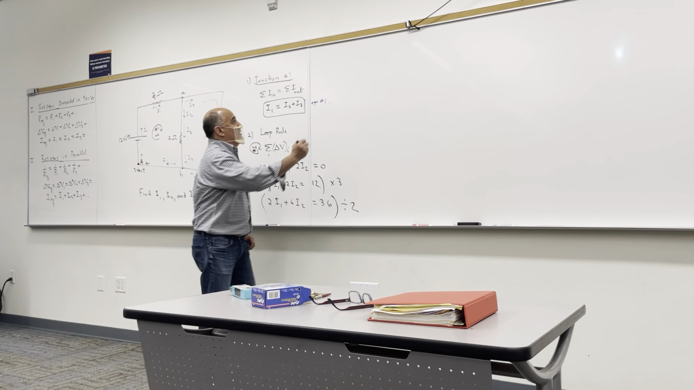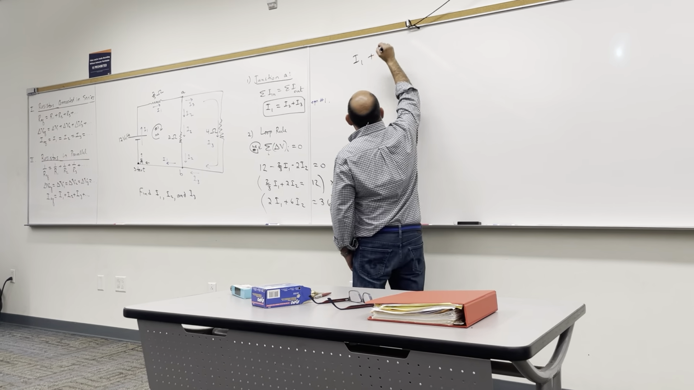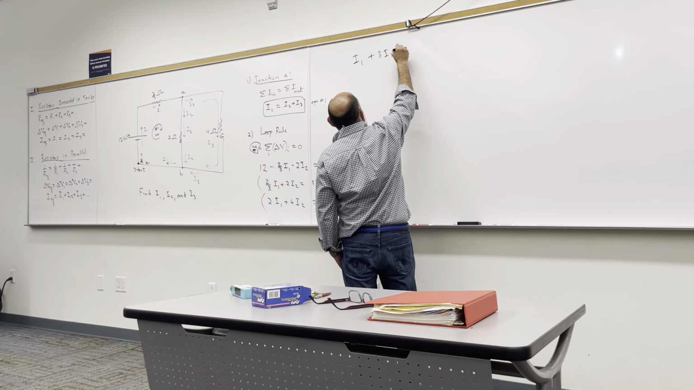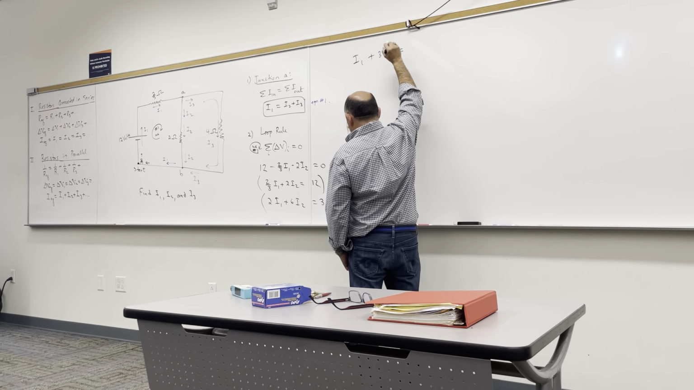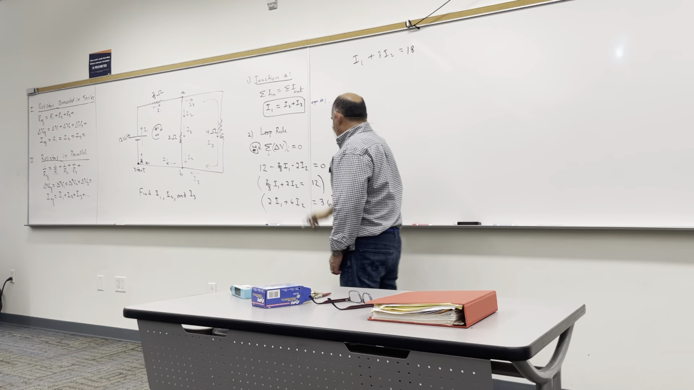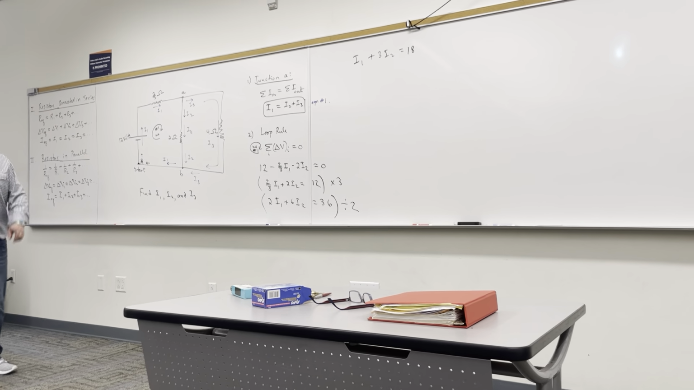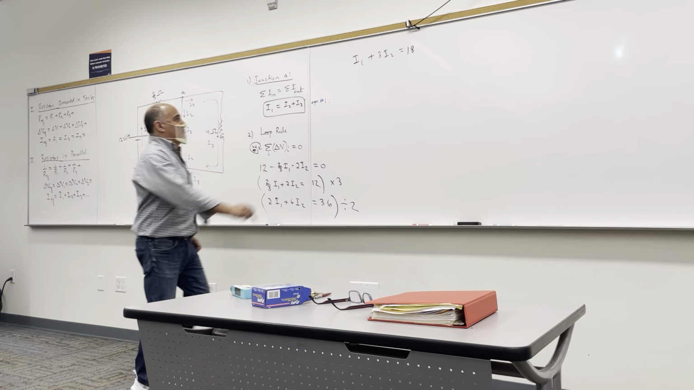So I'm going to get I1 plus 3 I2, right, equals 18. Did I do that right? Let's see. Yeah? Looks good, right? So that's equation number 2.